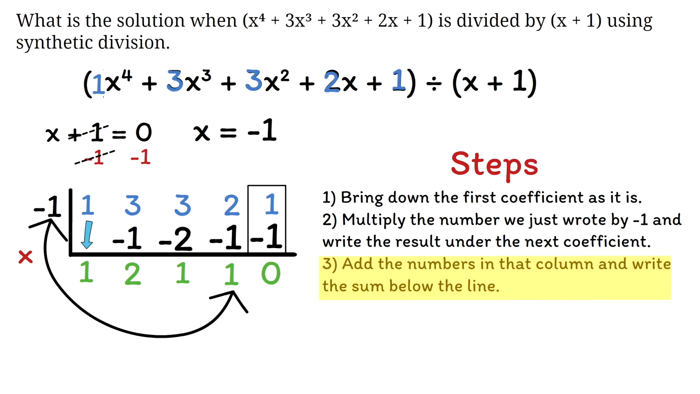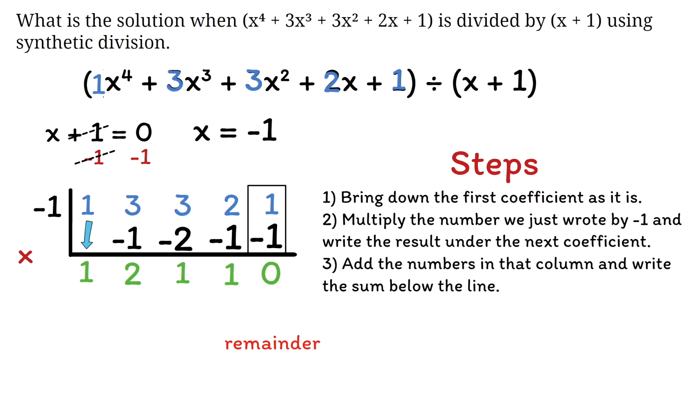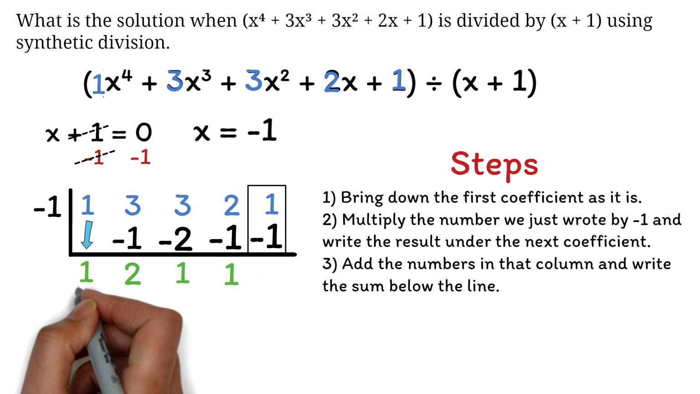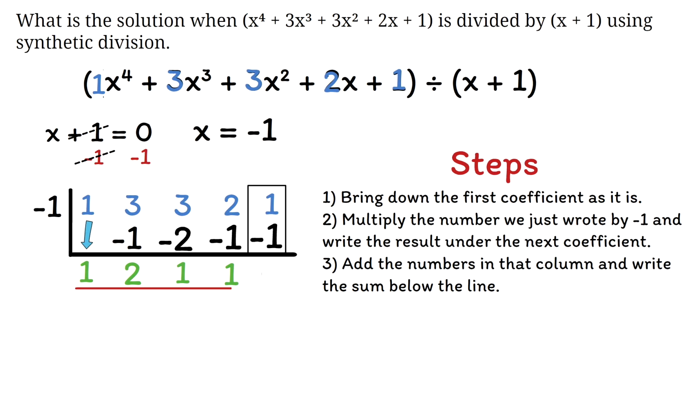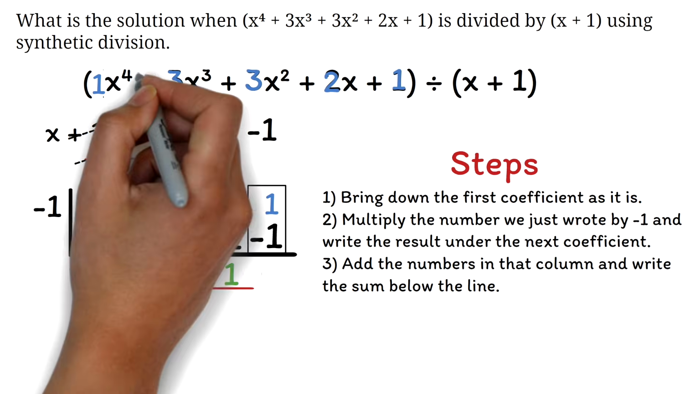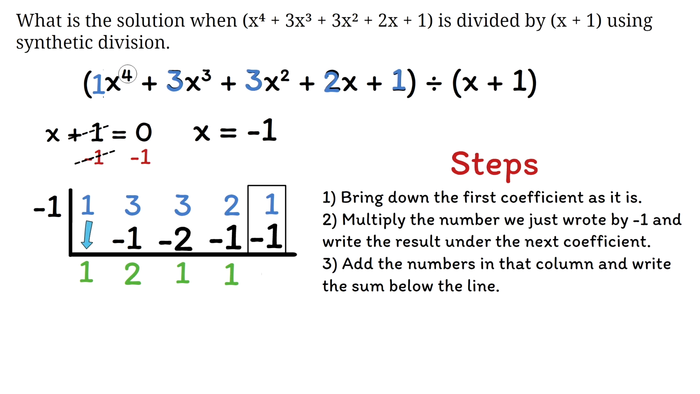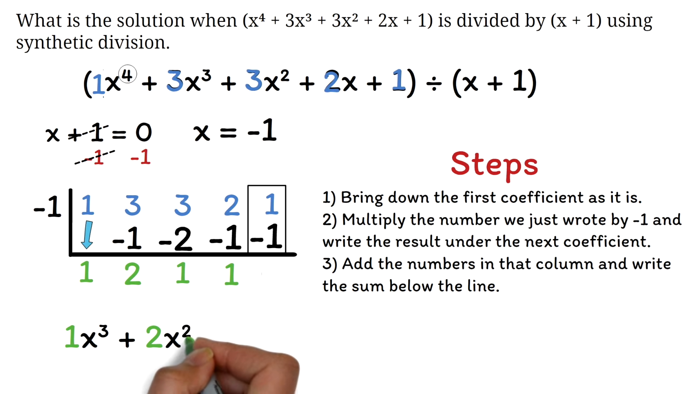Now, since there are no more coefficients to add to, this is the end of the synthetic division. Therefore, the remainder is 0. The bottom row gives us the coefficients of our final answer. The original polynomial had degree 4, so the final answer will have degree 3. That means our final answer will be x cubed, plus 2x squared, plus x, plus 1.